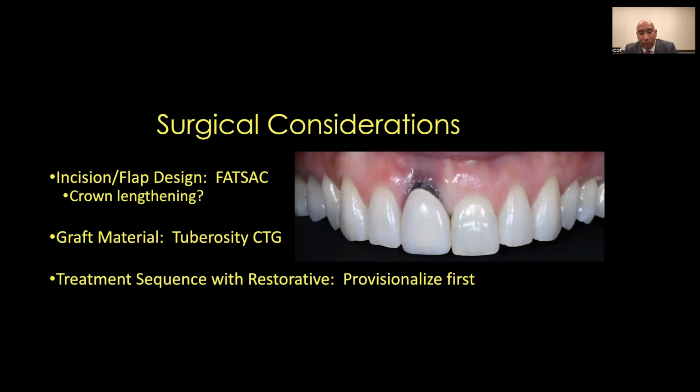Just to make things a little bit quick, since we've done cases like this before today already, I chose the fat sac flap design, freedom access, a tuberosity graft, an anterior tunnel, and a sulcular access channel. I did the fat sac because I wanted to crown lengthen number 9 a little bit, not go wild and expose the CEJ or anything, but just a little bit so that we can try to get a little bit more symmetry between number 8 and number 9. Talked about a tuberosity graft, and then we want to provisionalize first.